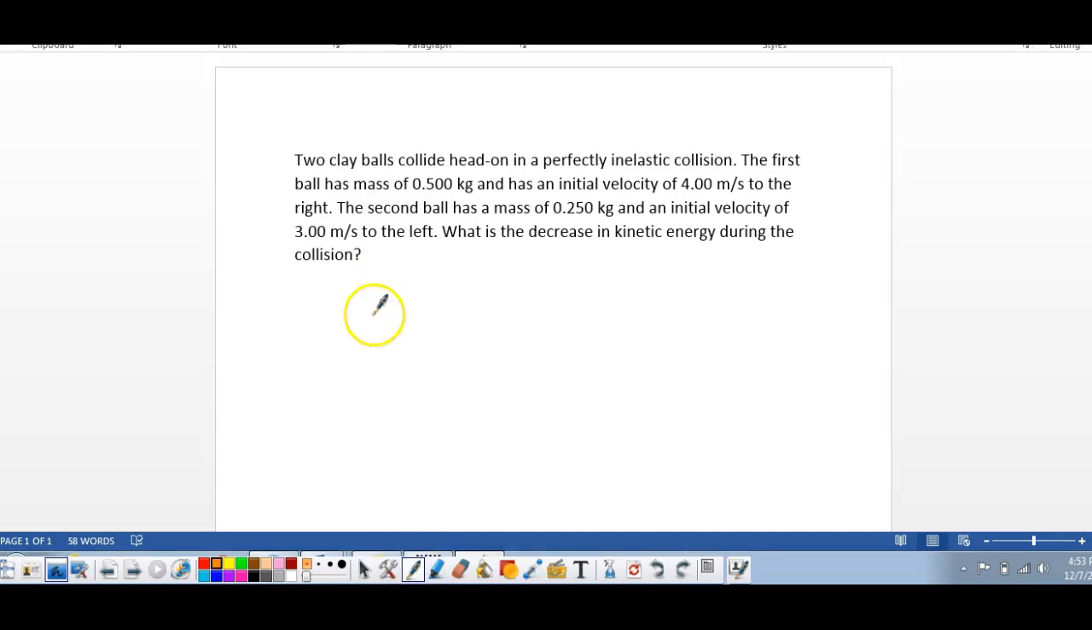This is an example of one of these perfectly inelastic collisions, and I'm going to show you how to calculate the change in kinetic energy. Because if you remember, when it's perfectly inelastic, some energy is lost, so energy is not conserved. There's a change in kinetic energy from what you started with to what you end up with.